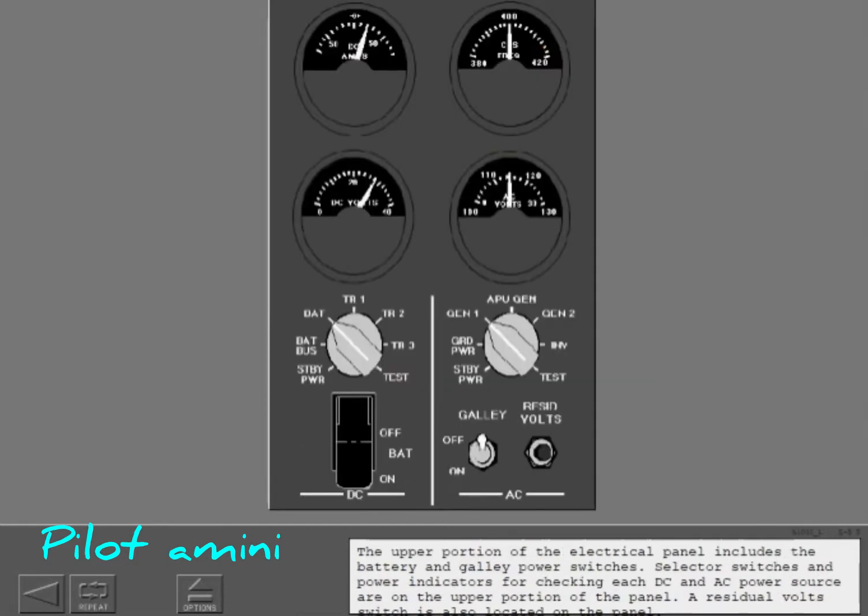The upper portion of the electrical panel includes the battery and Galley power switches. Selector switches and power indicators for checking each DC and AC power source are on the upper portion of the panel. A residual volts switch is also located on the panel.